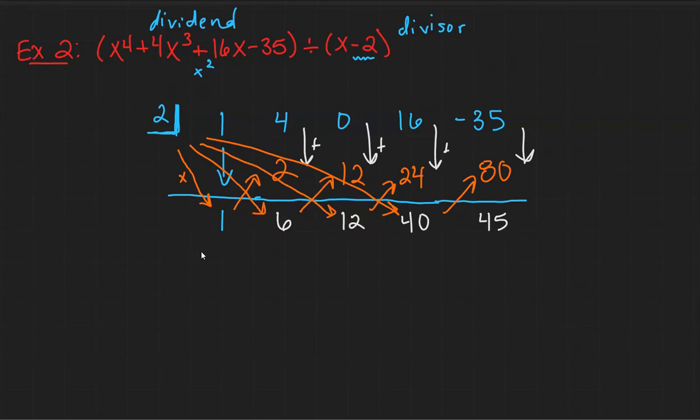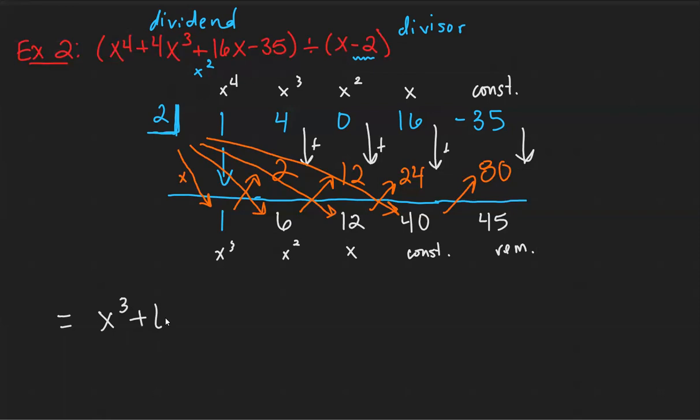All right, so what is our answer? Well, remember, go based off of what you start with. So this is our x to the 4th term. This is our x cubed term. This is our x squared term. X, constant. In the quotient, it's reduced by 1. So we start with x cubed, x squared, x, constant, and then this is our remainder. Okay, so what is our answer? That's x cubed plus 6x squared plus 12x plus 40. Then report the remainder, that's 45 over x minus 2.